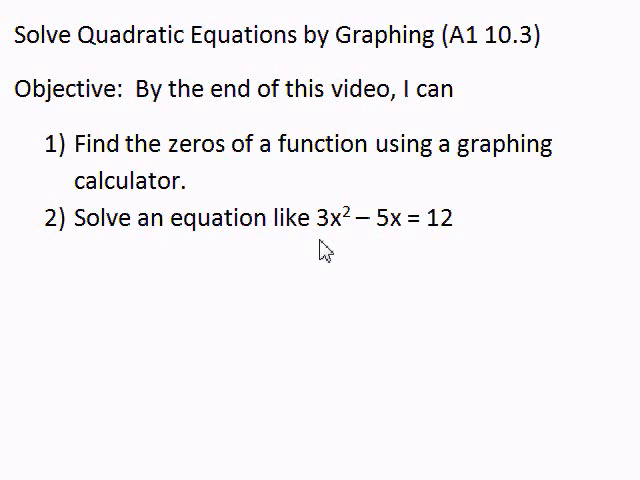Hello, welcome back. Today we're going to be solving quadratic equations by graphing. The objective is that by the end of this video you should be able to do two things: find the zeros of a function using your graphing calculator and solve an equation that looks like this.